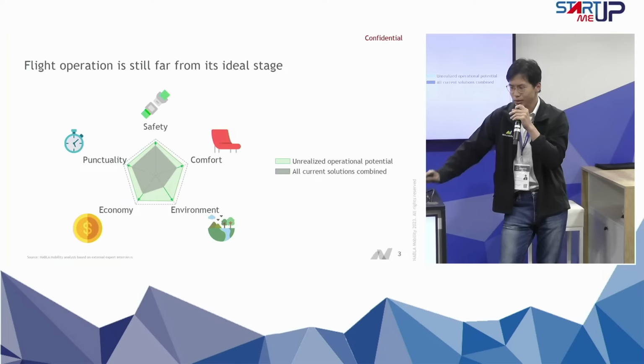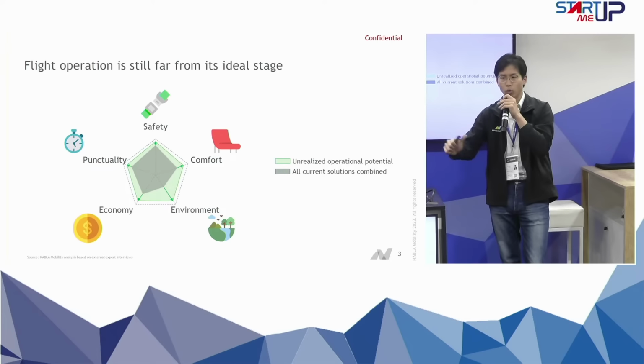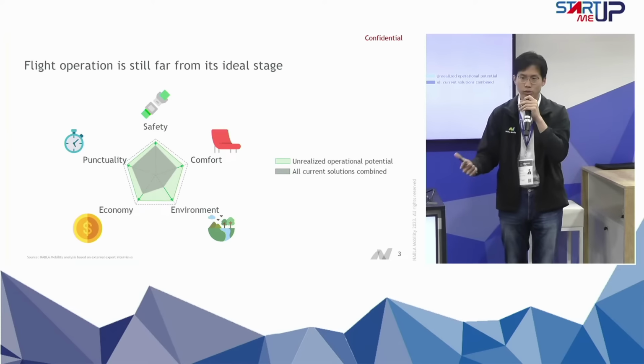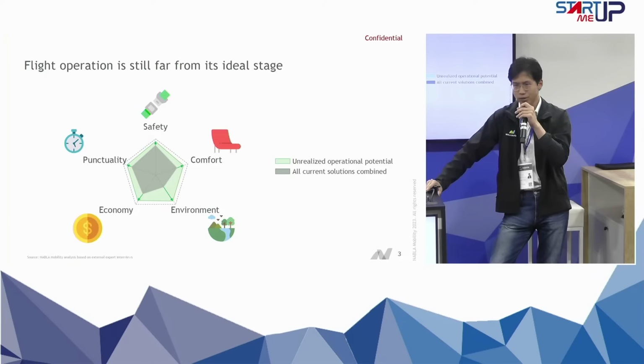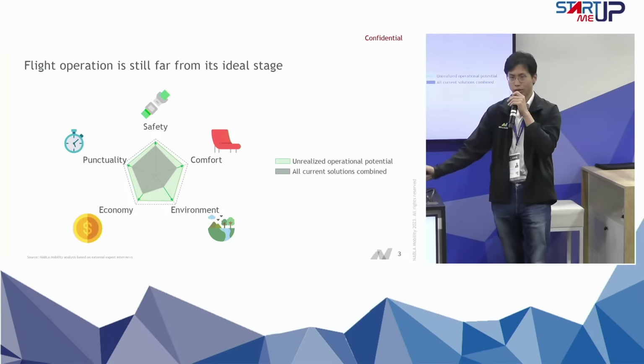It's because the nature of flight operation is really complex. One is that there are a lot of uncertainties like weather, traffic, turbulence, and so on. And the second is that you have to do comprehensive optimization. For example, you have to consider time, safety, comfort, economics, and punctuality, stuff like that.